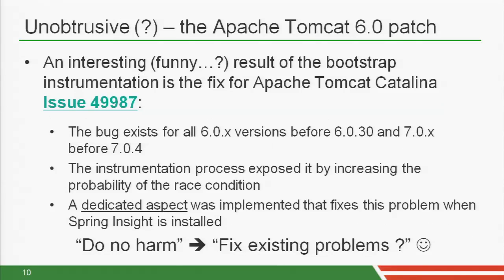Like I said, we try to be unobtrusive, but sometimes you come across real life. It's nice to live in theory, but in real life, one interesting issue is, for example, there is an issue in Apache Tomcat, you hear the number 49987. Basically, it's a race condition in the way that the WebXML servlet context initialization parameters are parsed. Okay? This is a known bug in Tomcat. It exists in all Tomcat releases below 6.0.30. It was fixed in 6.0.30 and in 7.0.4.